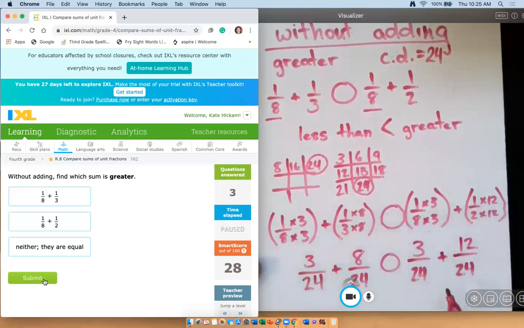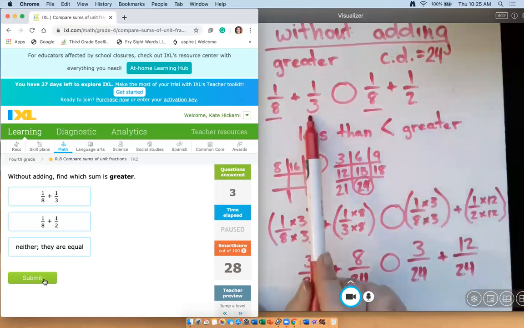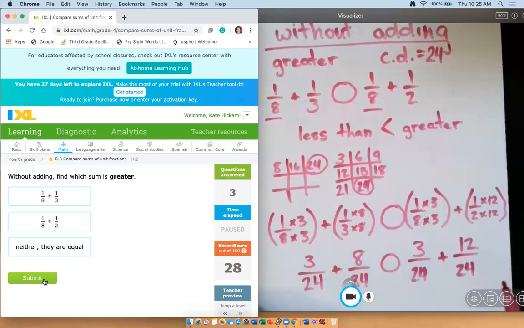I solved it mathematically, and I saw that I was correct in my original hypothesis that halves are bigger than thirds. And so this just means it's broken up into more pieces, so those pieces have to be smaller. So my equation that is greater is 1/8 plus 1/2. I'm gonna click 1/8 plus 1/2.